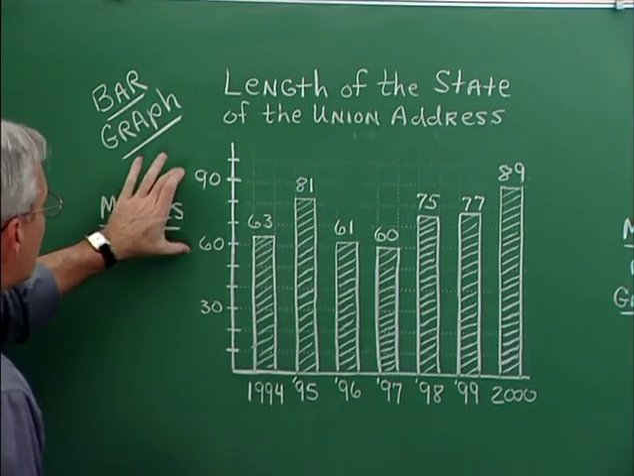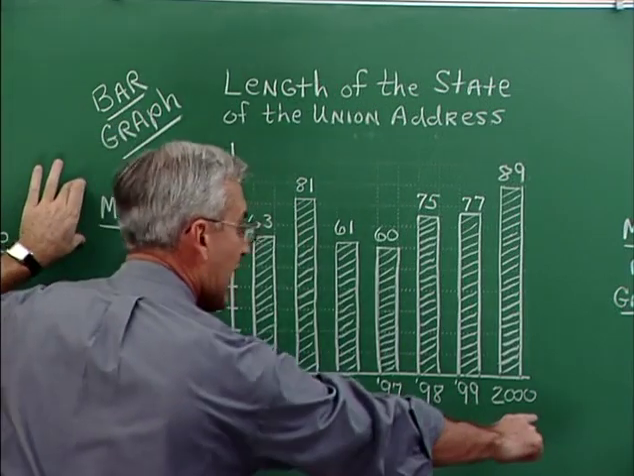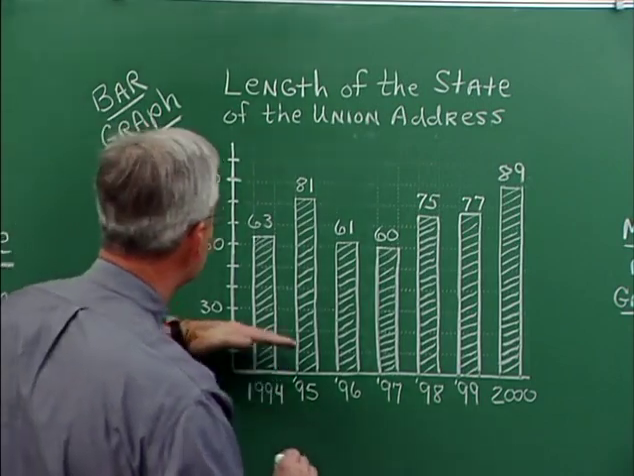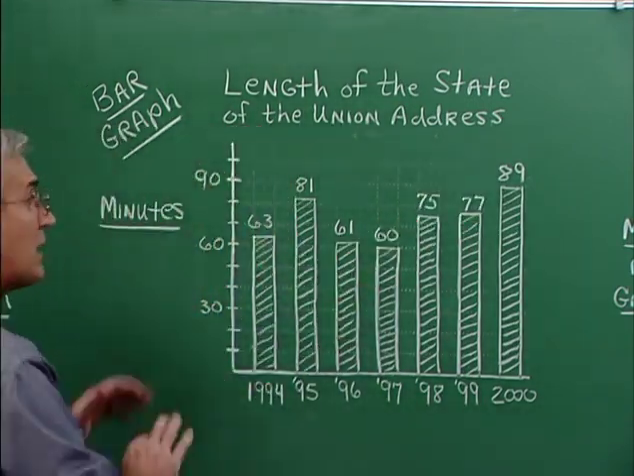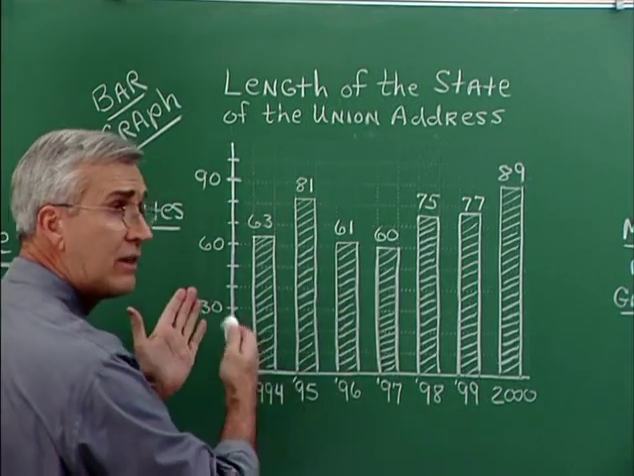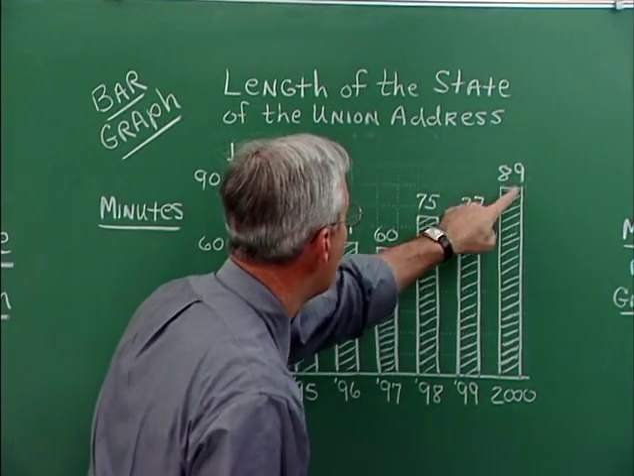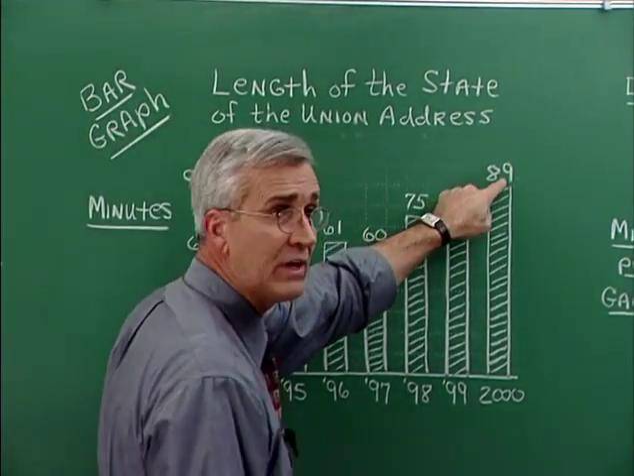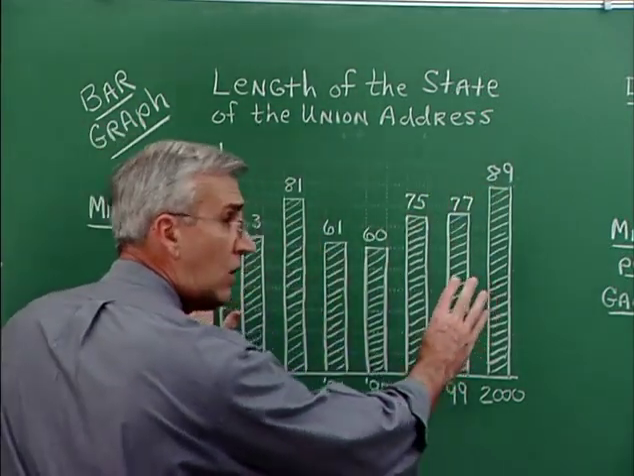Now notice the labeling along this axis is minutes, and down here we have years. And from the bar graph we can very easily see, because of how these stack up to one another, which of the years contain the longest State of the Union address. We see that that was this highest bar over here. Now the number associated with it is 89 minutes. But maybe we just want to know which year had the longest address.